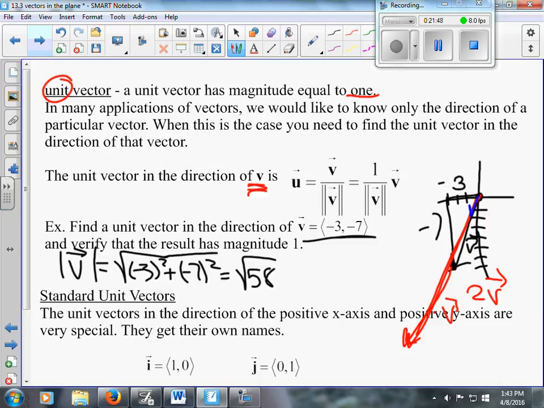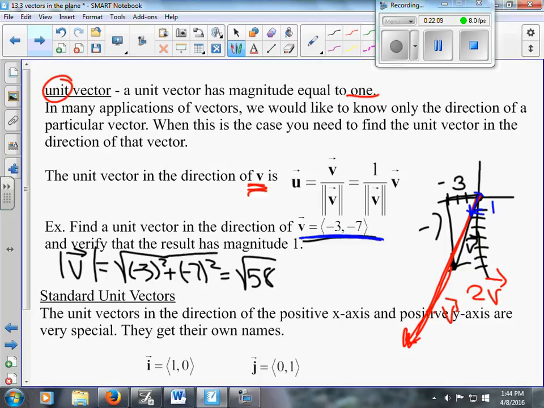I wrote them with arrows over top. I doubt I will ever write them this way again. I tend to give them hats instead of arrows. And that hat means it's a unit vector. It means it has length 1. So that's i hat and j hat. So instead of dotting them, I put a little hat on top.